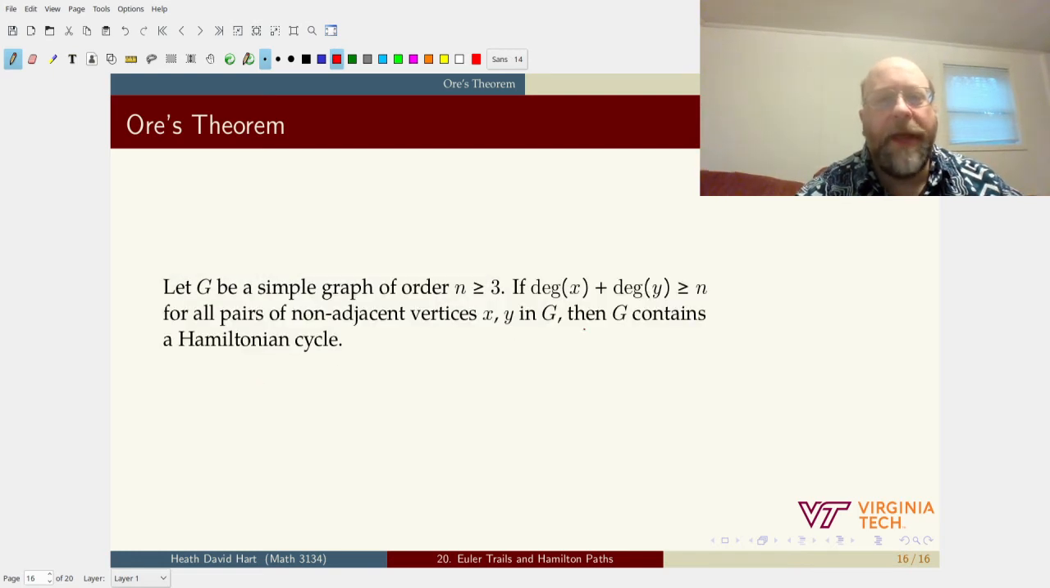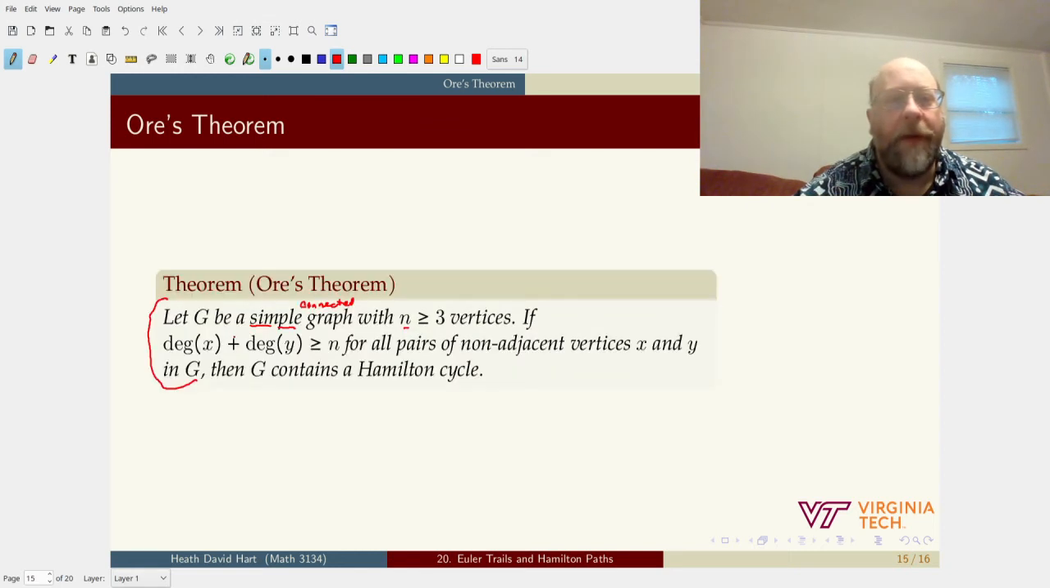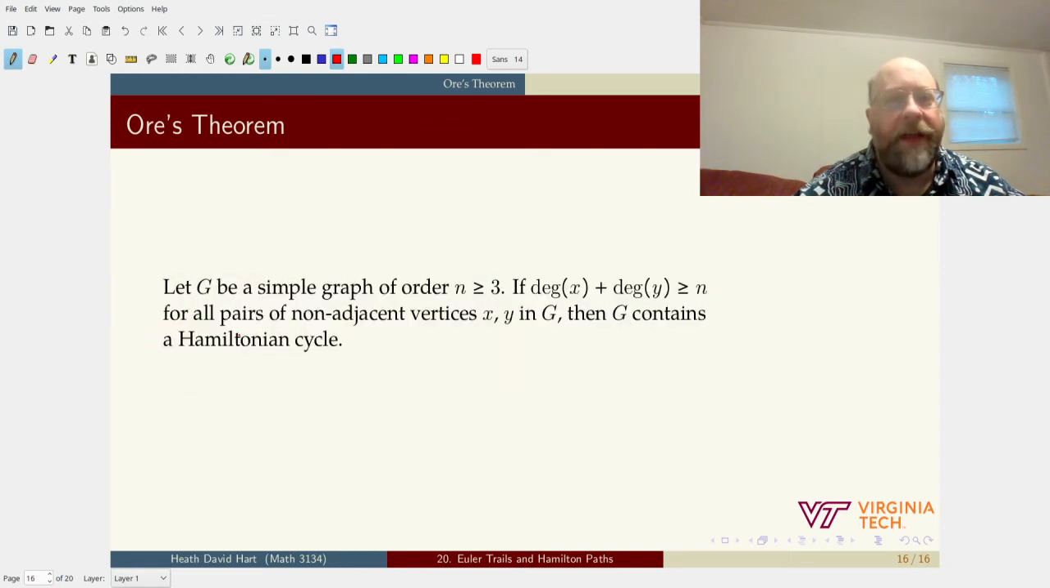But it's a complicated definition. We have to look for all of the non-adjacent pairs of vertices in the graph, check the total of the degrees of those two vertices, and then we have to do this for all pairs. Okay? That's what the theorem says. I don't know why I put it on this slide and again on this slide, but I put it on here twice because it was that good.